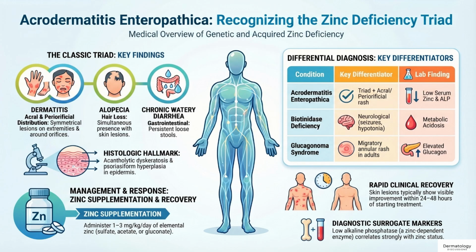Right. You won't always see the complete triad in every single patient, though. The diarrhea, for instance, is present in about 80% of cases. Okay, good to know. But when you see periorificial and acral dermatitis plus alopecia plus diarrhea in an infant, your brain needs to immediately register that as Acrodermatitis Enteropathica until proven otherwise. I want to focus on that specific distribution for a second. Acral, meaning the hands, the feet, the digits. And periorificial, meaning right around the mouth, the eyes, the nose, the anus, and the genitals.